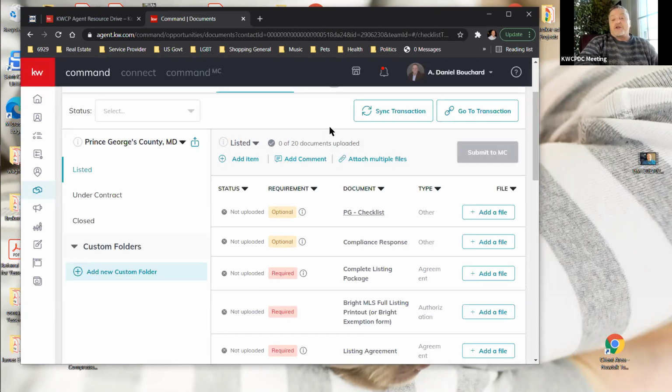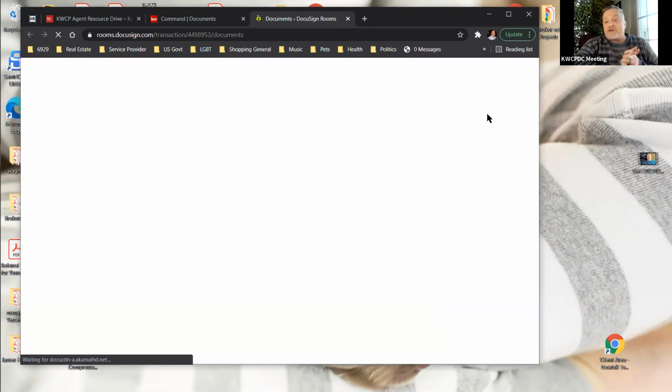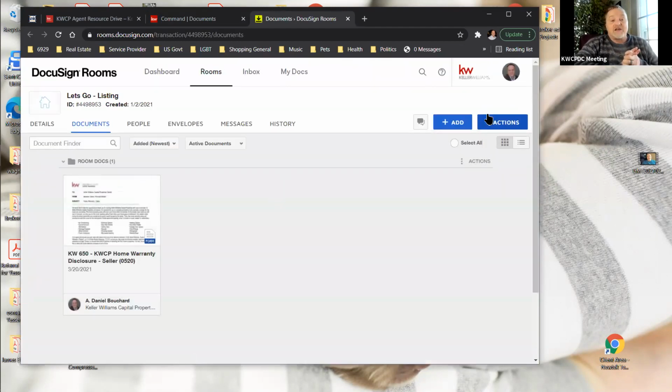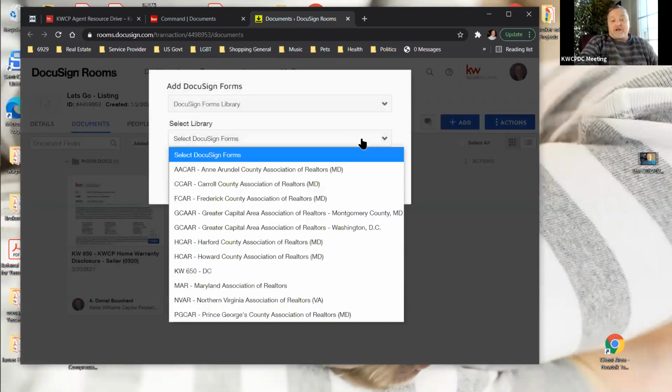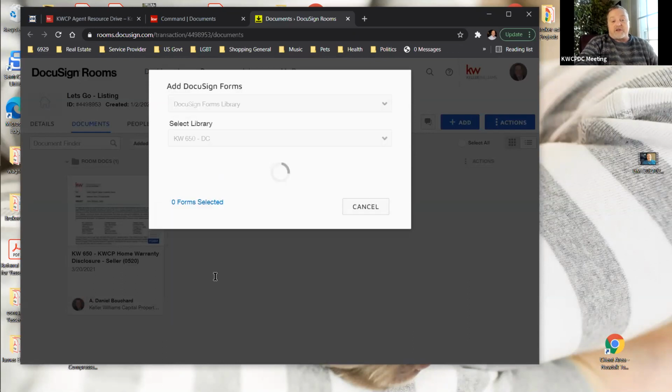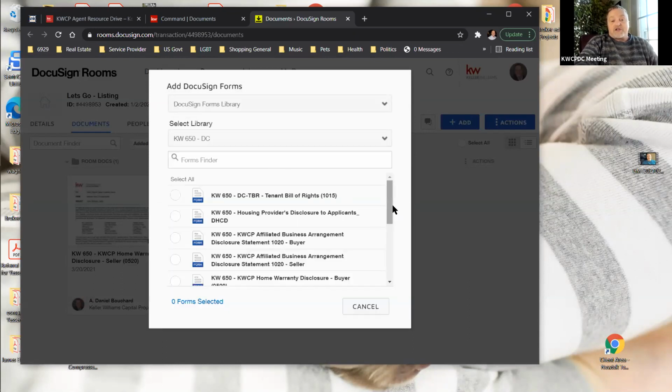Now, different people set this up differently. Our company supports primarily the use of ZipForms and DocuSign. I happen to like using DocuSign, so that's what I'm going to be using here to demonstrate the access. I have created an opportunity and a field here. If we're going to go into a listing transaction, I'm going to select my documents in DocuSign. This is going to pull up my DocuSign account. Let's start out with the KW required forms.